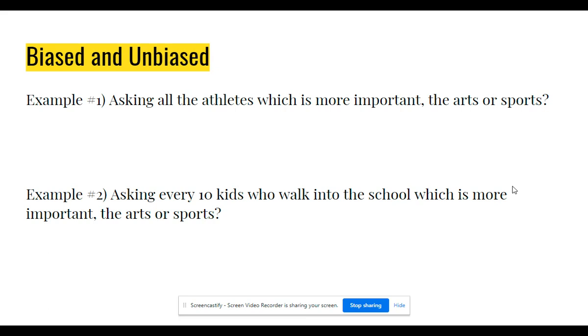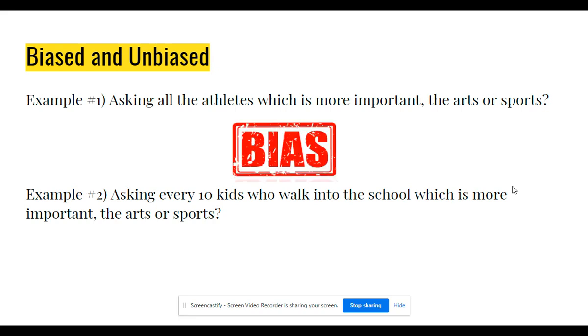So in example 1, we're asking all the athletes which is more important, the arts or the sports. This is an example of a biased survey because if we're just asking the athletes, which are they going to say is more important? Sports. Okay, so that skews our data. We could say so many people said that sports were more important than the arts, but we only ask people that like sports. So that is the reason that it is biased. We don't like biased.